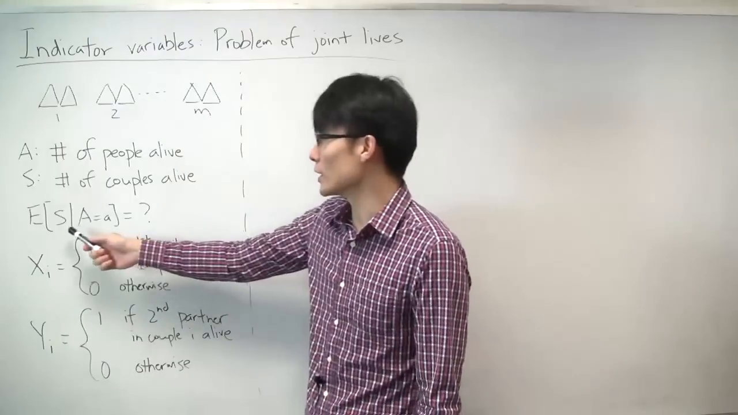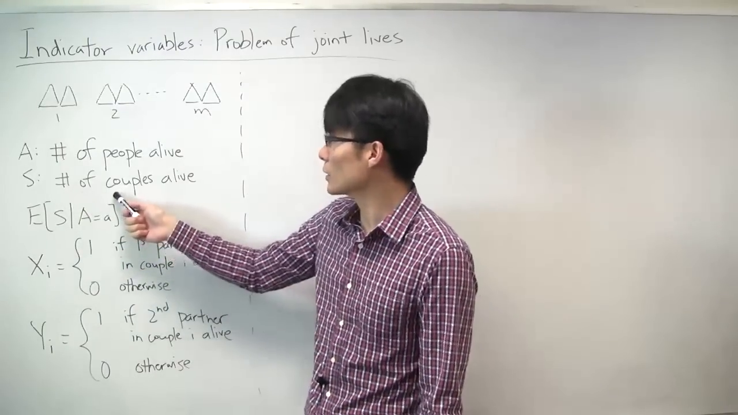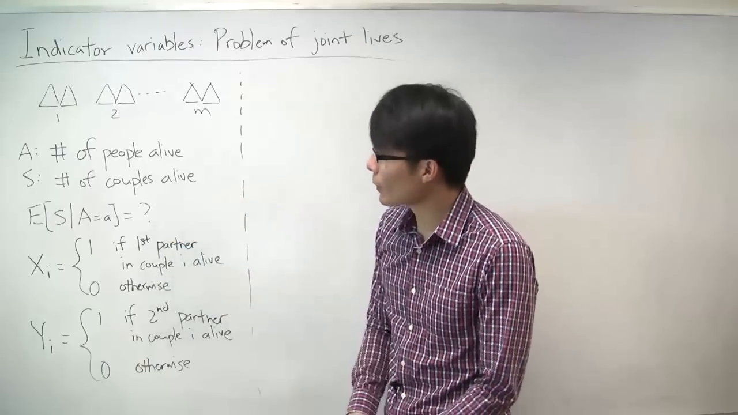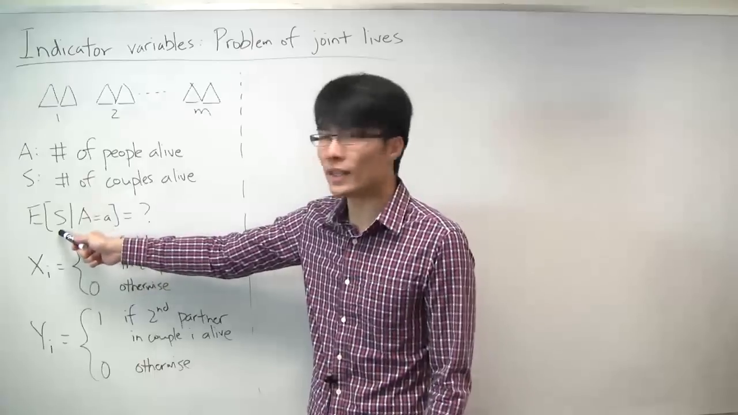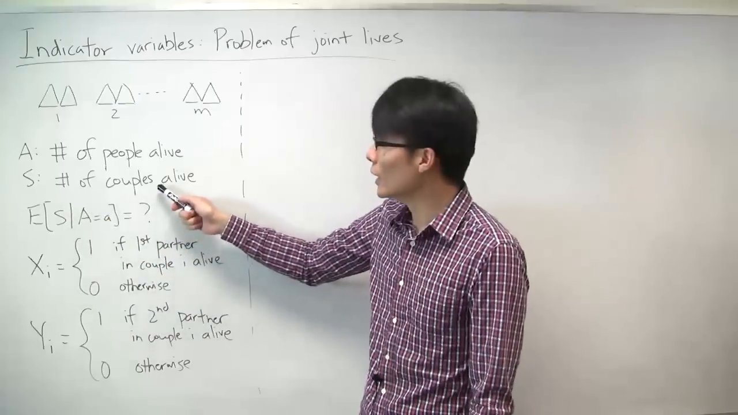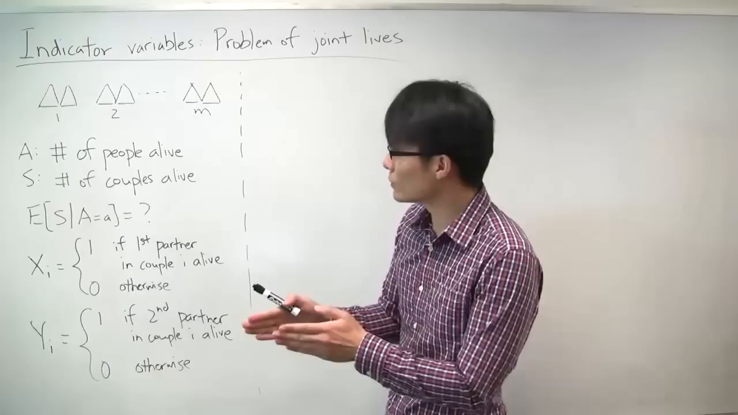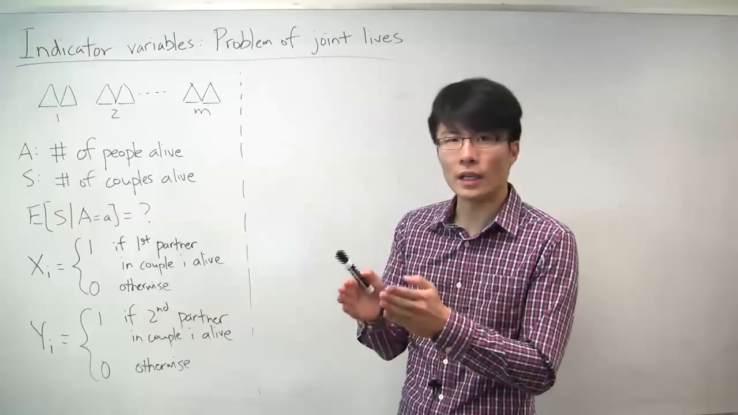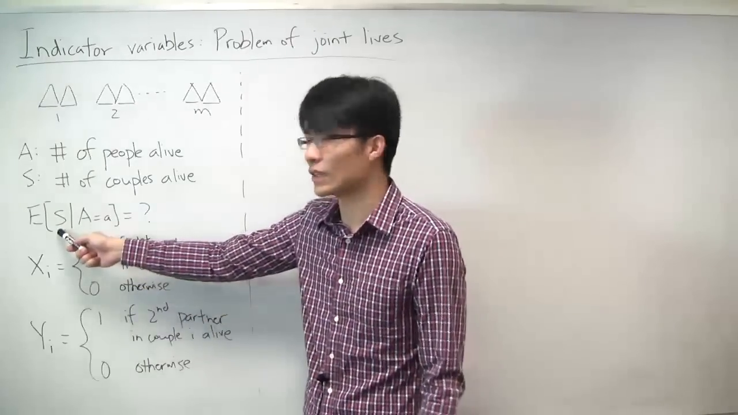It seems that it might be difficult to do, because S is not some clear random variable that we've dealt with so far. The trick in this problem is to think about whether we can split S up into its component parts. What is S? S is the number of couples who are still alive. Let's split this up into each individual couple. If we can somehow calculate whether or not any given couple is still alive, maybe we can then aggregate that up and figure out this conditional expectation.